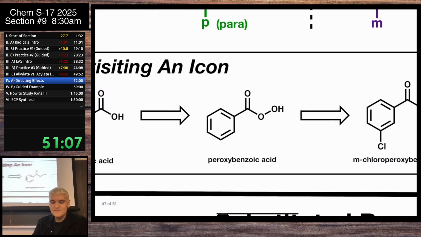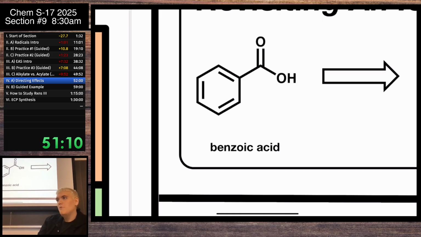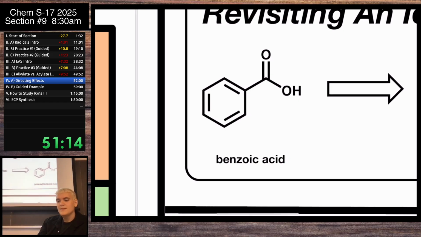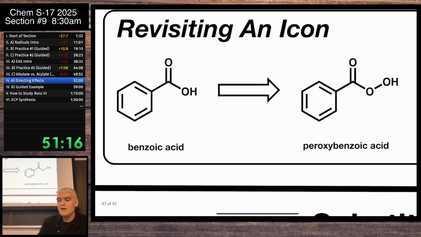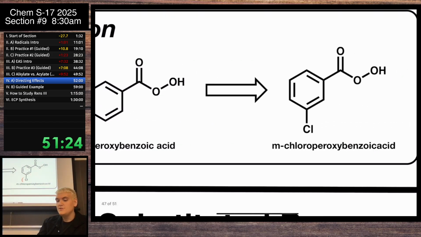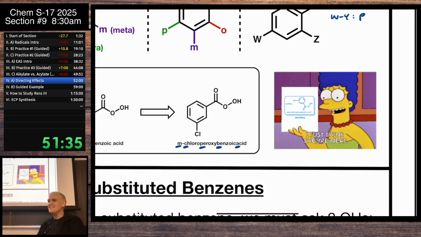But let's talk about this. So benzoic acid, you know her now, right? Benzene with a carboxylic acid, benzoic acid. Now, if you make a peroxy bond, an OO bond, it's peroxybenzoic acid. And then if you stick a chlorine meta to it, it's metachloroperoxybenzoic acid, MCPBA. That's who she is. I just think she's neat.